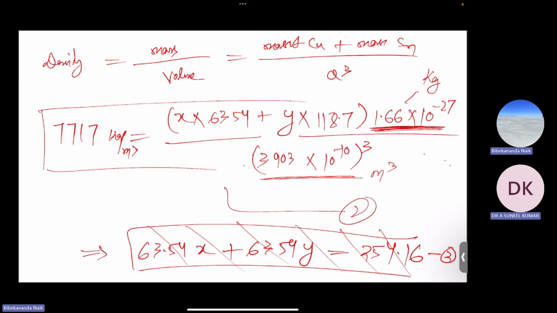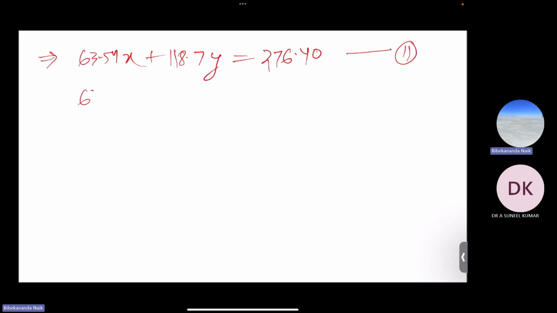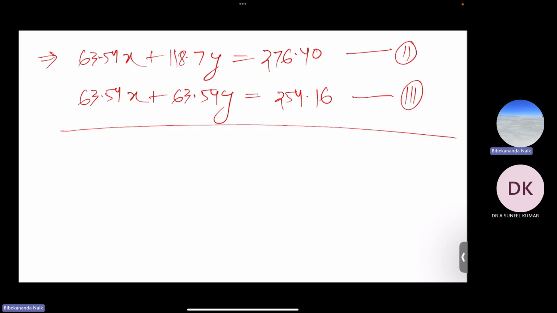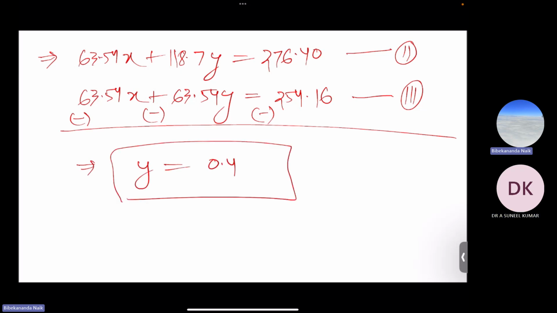And equation 1, if you multiply by 63.54, you get 63.54x plus 63.54y equals 254.16. So this is equation 3. So you got these equations, and if you calculate, you will get y equals 0.4.